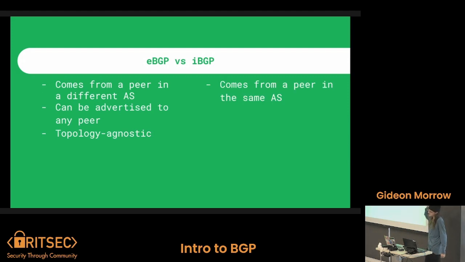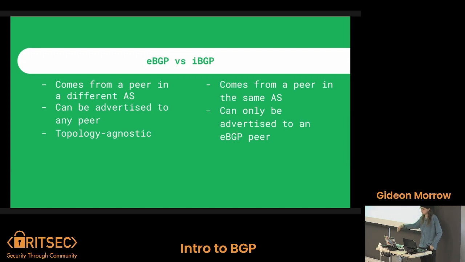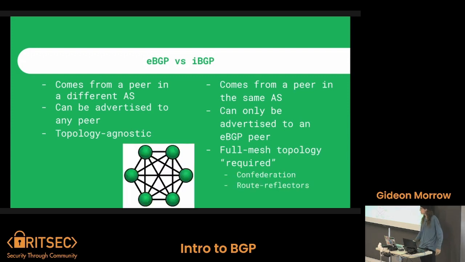iBGP has to come from the same AS. It's internal. I hope that makes sense. It can only be advertised to an external BGP peer. So you can't advertise iBGP routes to other iBGP peers. And that's because it requires what's called a full mesh topology, which just means everything's connected to each other. There are two small exceptions to that, but the idea of full mesh is that everything has one link to everything else. You can get around using a full mesh by using confederation, which is like ASNs inside of your AS, using your AS inside of your AS. That's really complicated, and usually is not what you want.